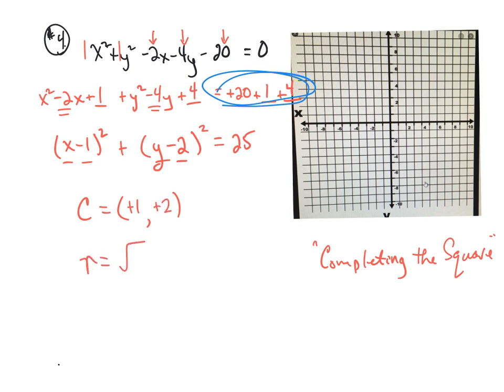And then the radius is going to be the square root of the number that's on the right-hand side. So the square root of 25 is 5. So the center of our circle is located at 1, 2. So there's the center. And then the radius is 5, so I want you to go up 5. 1, 2, 3, 4, 5. Down 5. 1, 2, 3, 4, 5. Right 5. And finally left 5. 1, 2, 3. And then through those 4 points, do the best you can to draw a decent circle.